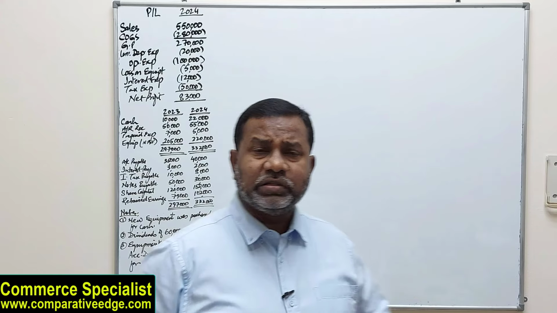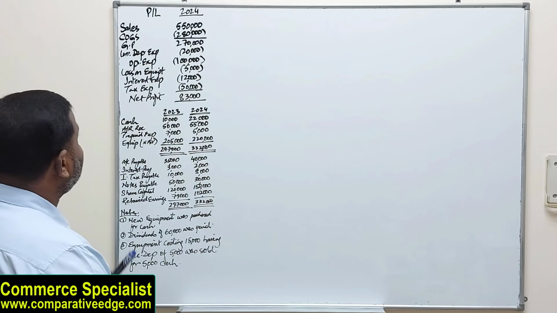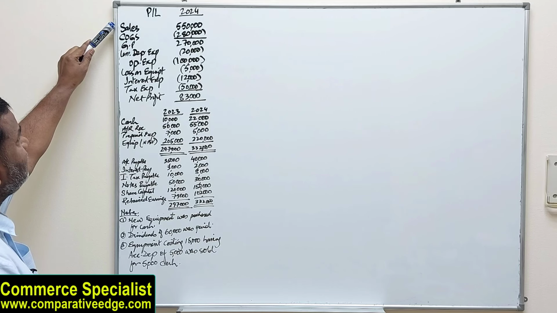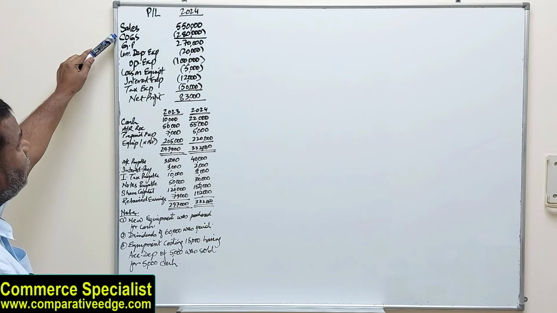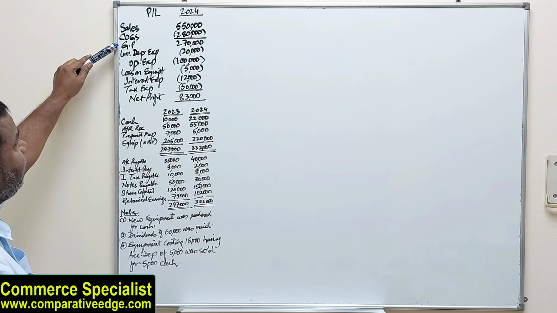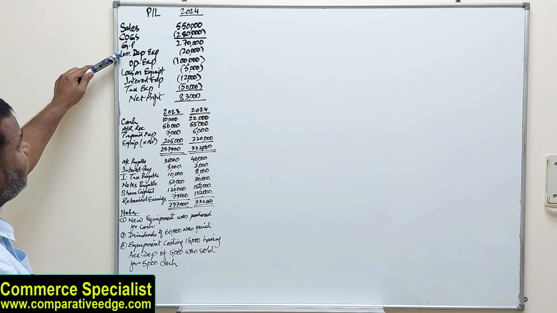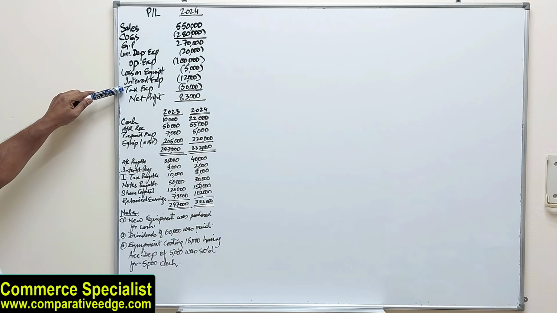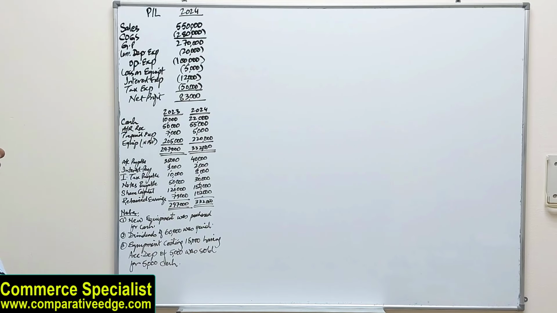And for your understanding, just in case you don't understand my beautiful handwriting, I'm going to read this for you. Sales 550,000, less cost of goods sold 280,000. You got gross profit of 270,000, less depreciation expense 20,000, operating expense 100,000, loss on sale of equipment 5,000, interest expense 12,000, tax expense 50,000, and you got net profit of 83,000.